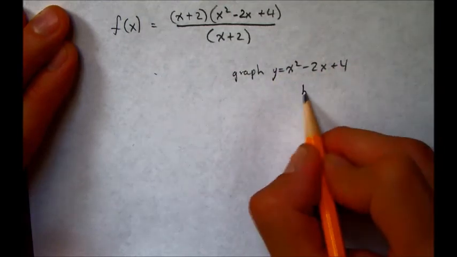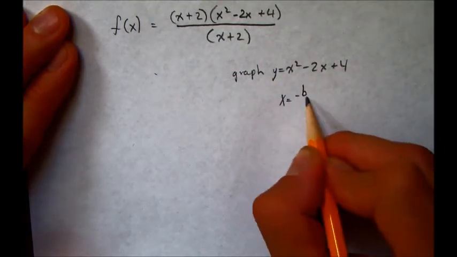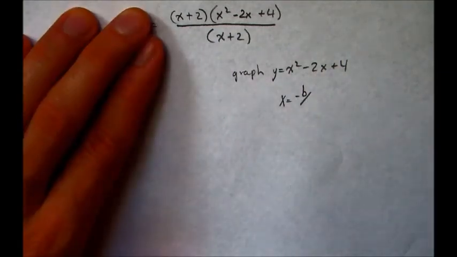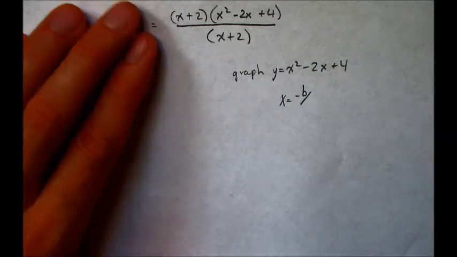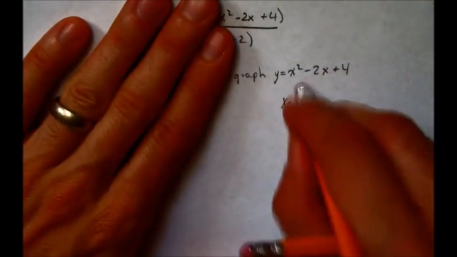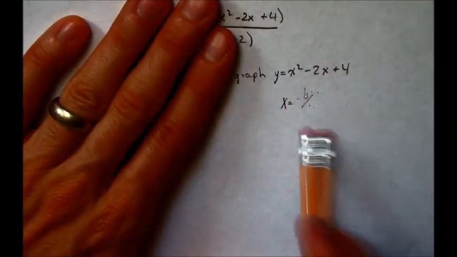So vertex would be at negative b over 2a. Actually, let's complete the square. We can complete the square here. It's good practice for us. Alright, so you'll be adding in a 1 to complete the square here. We'll put it in standard form.